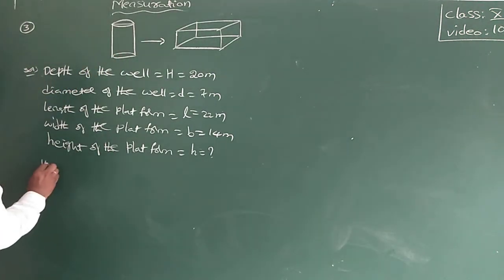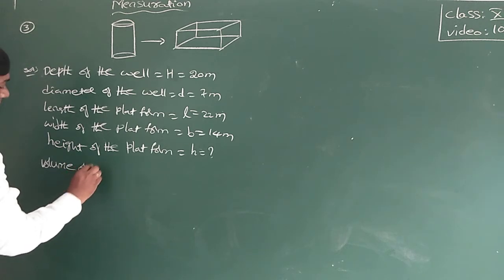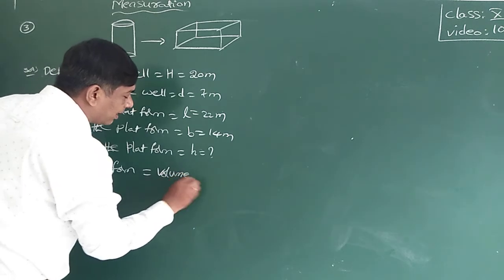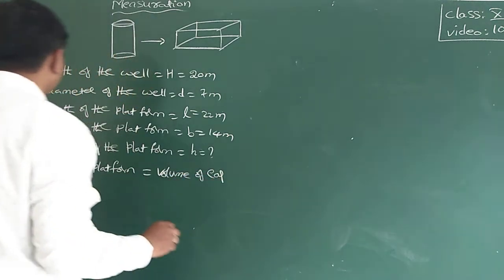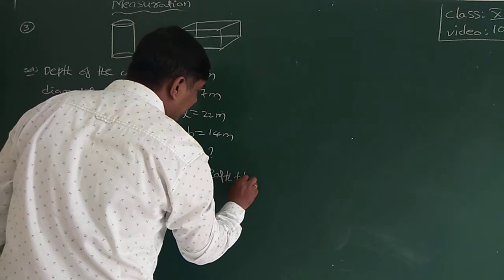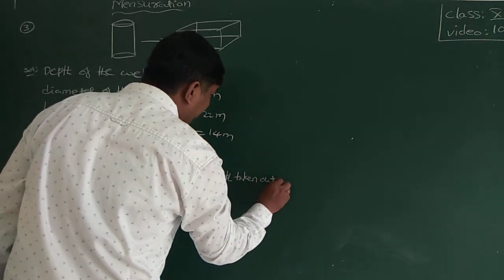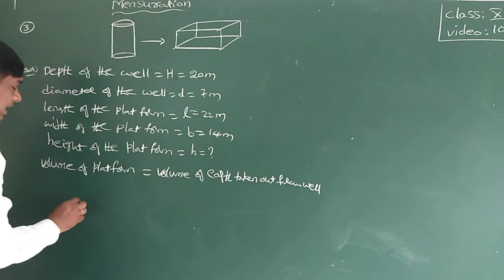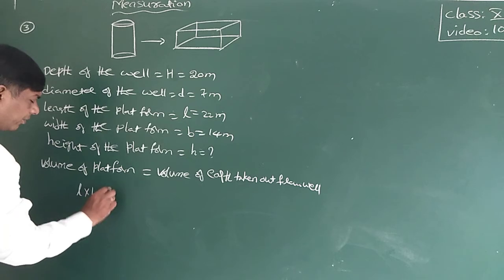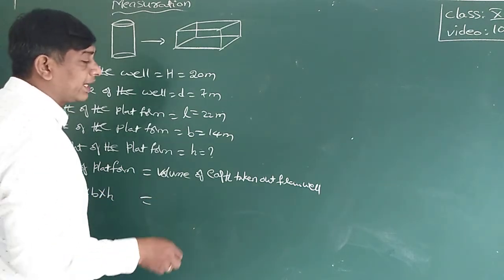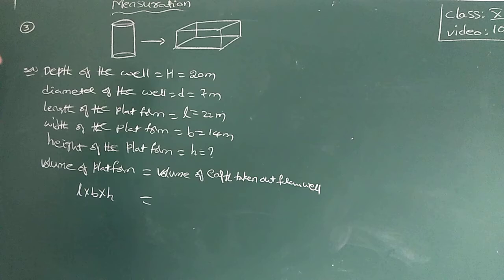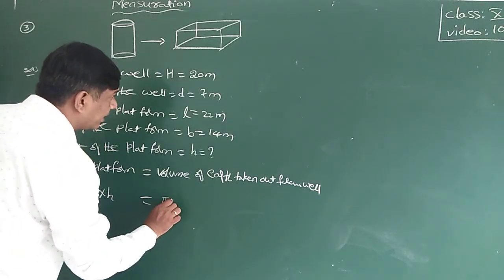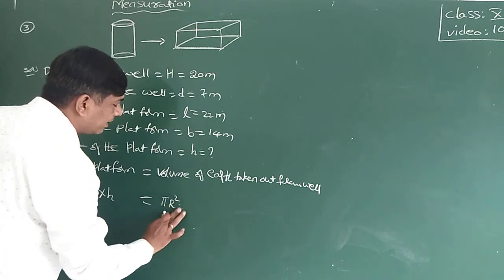So volume of platform is equal to volume of earth taken out from the well. Means volume of platform is L into B into H, is equal to earth taken out from the well, which is in cylinder shape. Cylinder formula is pi r square H.